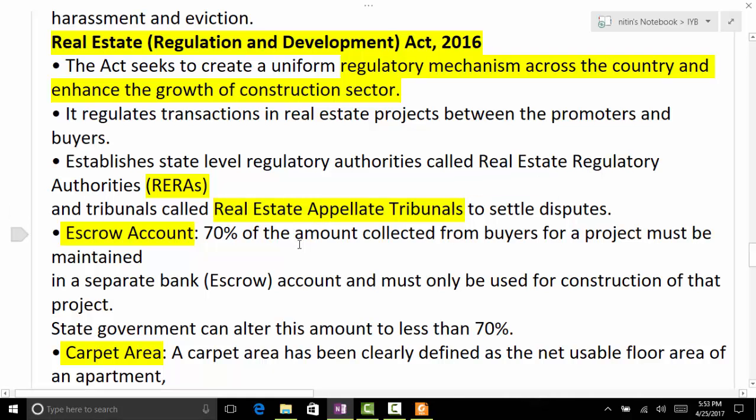Escrow account. Because what was happening, these builders were getting the money from the investors, from people like you and me, and whenever they got the money, that money was used in some other project. You don't get possession, right? And they can run away easily also. So now it says 70% of the amount will be put in an escrow account, and it should be used only for the construction of that project. For that purpose, this amount was taken.